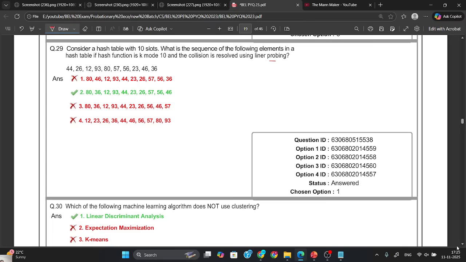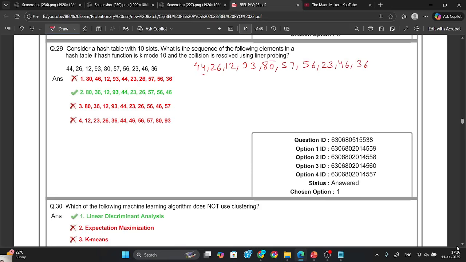Collision we need to find. What is the sequence of the following elements of the hash table? We have 44, 26, 12, 93, 80, 57, 56, 23, 46 and 36. Okay, we have this one.